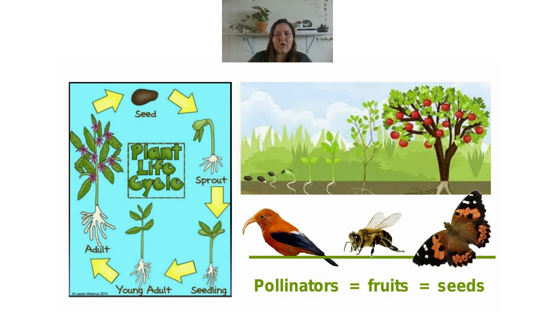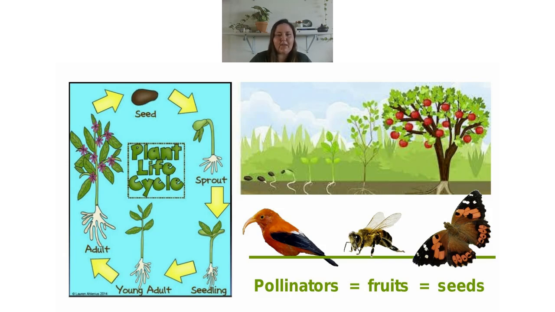That sprout gets taller with more leaves, and the roots continue to spread out. And finally, that plant continues to grow and becomes a mature adult plant and develops flowers that contain pollen. Pollen is the genetic material needed for the plants to reproduce. Plants need pollinators like insects and birds to help distribute that pollen so they can make more fruits and seeds.